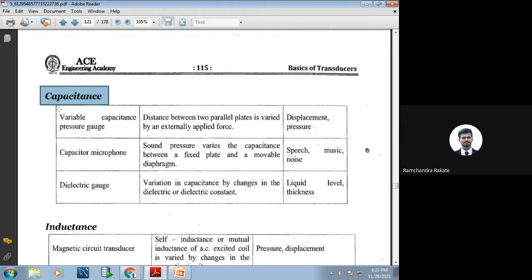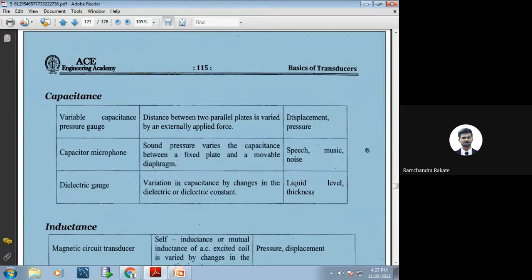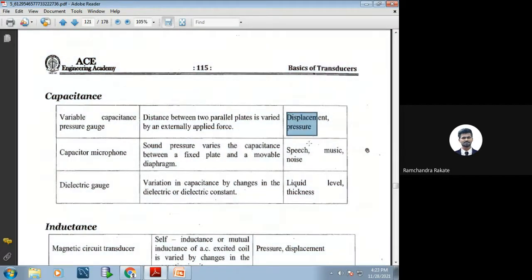For the capacitance, we have the variable capacitance pressure gauge. Here the distance between the two parallel plates is varied by the externally applied force and the displacement pressure. Then we have the capacitor microphone. Sound pressure varies the capacitance between the fixed and movable diaphragm. Speech, music, noise, such kinds of applications use the capacitor microphone.